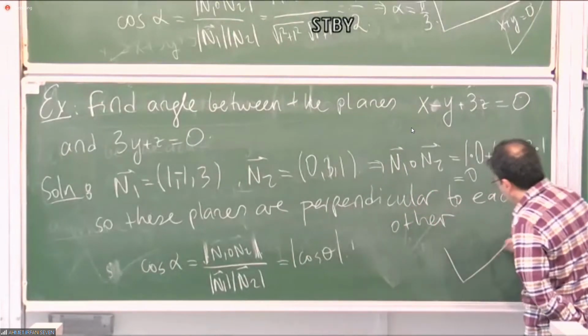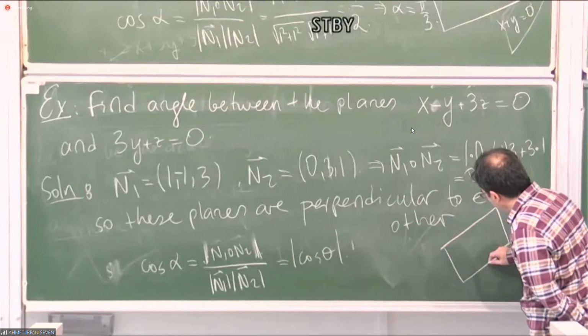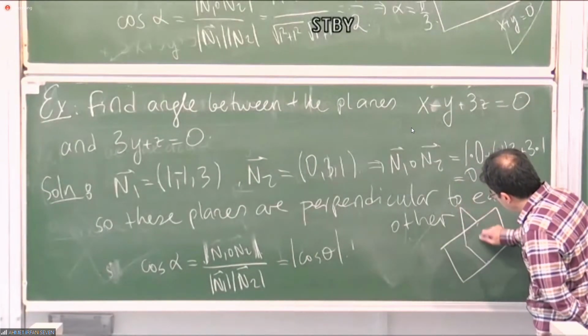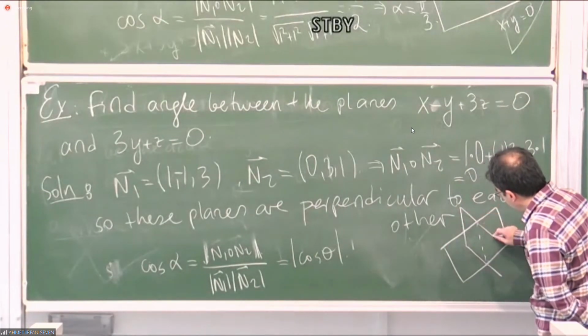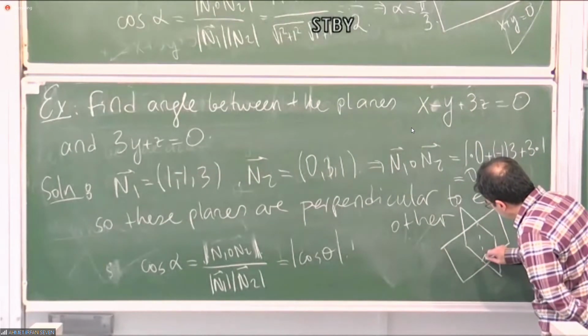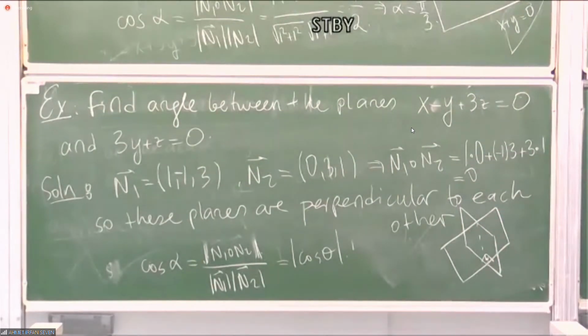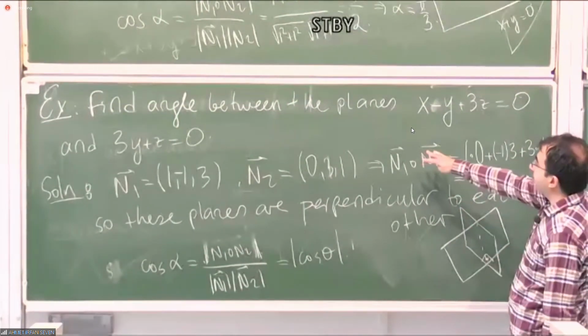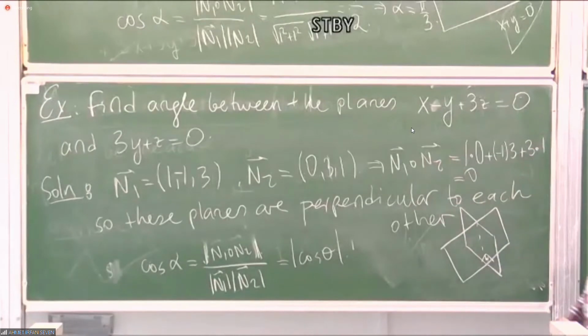So they are like the following. One of them is here. The other one is like that. And the angle between them is 90 degrees, which we can easily detect just by looking at the dot product of the normal vectors.